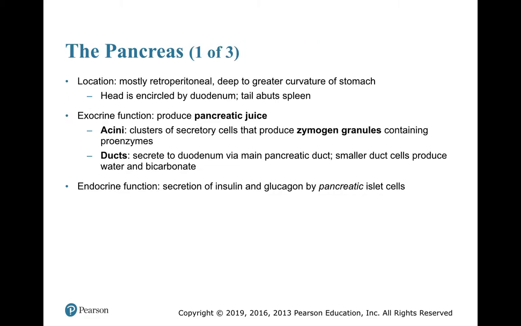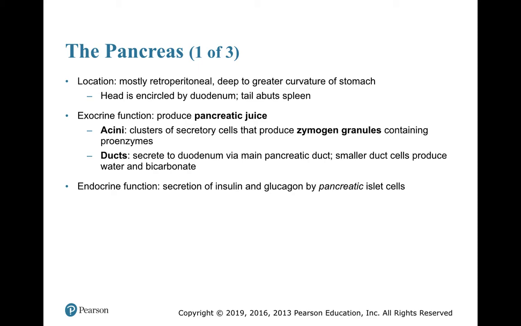The pancreas. Most of the pancreas is retroperitoneal. It's deep to the greater curvature of the stomach. Its head is encircled by the duodenum, and its tail lines up against the spleen. It has exocrine function, and its exocrine function is to produce pancreatic juice.